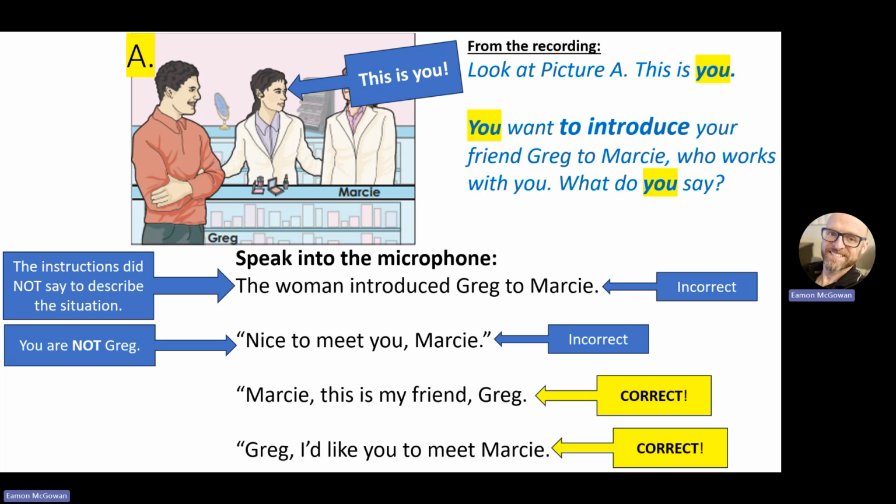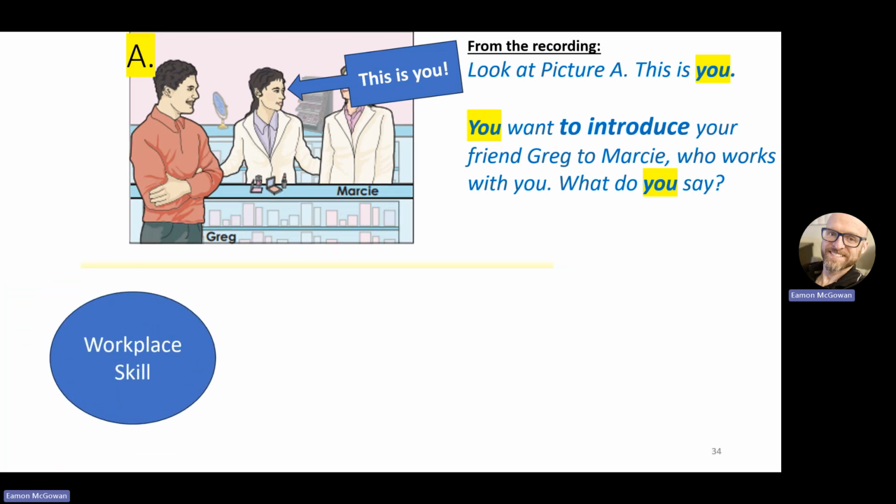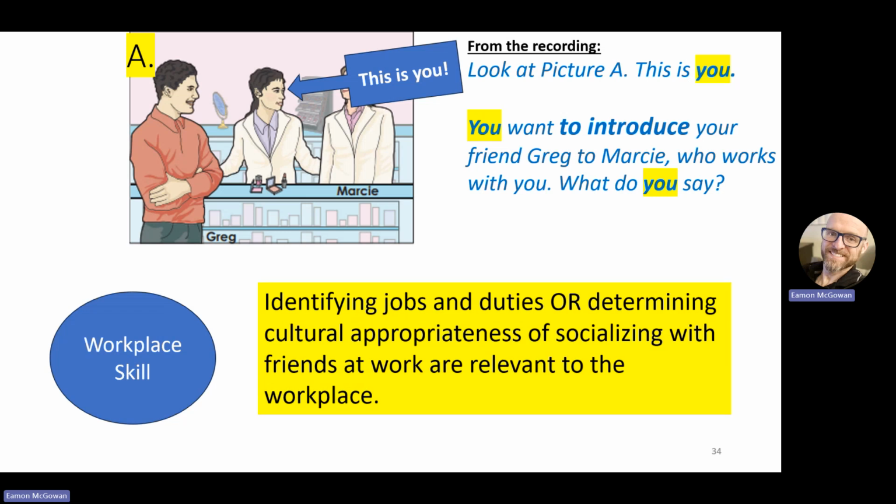Now remember, all of this extra, these little arrows, the blue transcript, the yellow. This is what I've added to the slide to help you teach, right? To help you teach. And of course, ask the students to give some other ideas. You can give feedback. This can quickly allow you to see where there's some grammar gaps or some usage gaps too with your students. And again, workplace skill, right? Identifying jobs and duties, talking about the cultural appropriateness of socializing with friends at work. So many things you can do to tie it to the workplace.